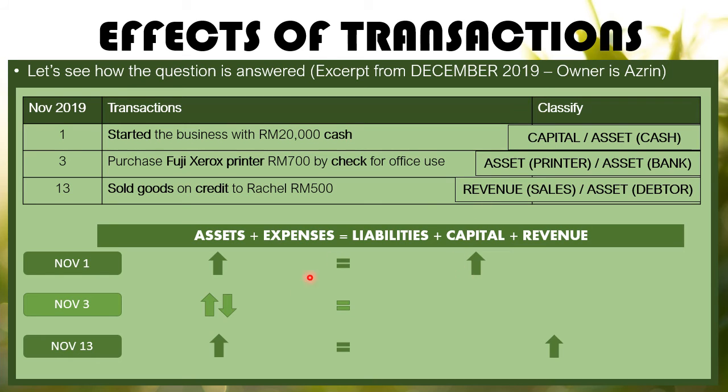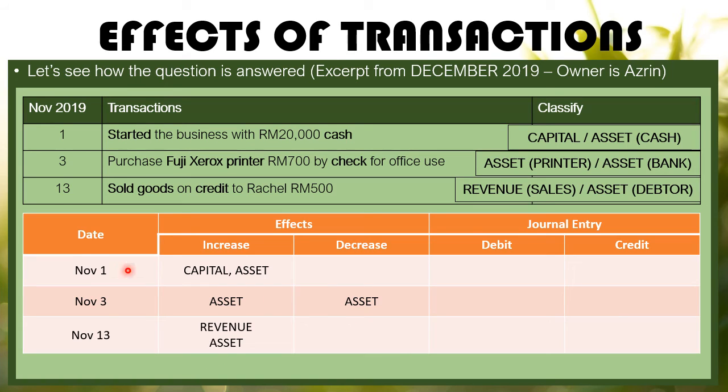Contoh nombor 3 pula, okay, apa yang bertambah sini, printer kita bertambah lah. Apa yang berkurang sini, bank kita sebab kita bayar guna bank kan. So aset bertambah 700, bank berkurang 700, so the equation would remain balance. Ini pula nombor 13 yang terlibat adalah revenue dengan asset. Okay, jualan kita bertambah RM500. Debtors kita pun bertambah sebanyak RM500. So the equation would remain balanced.